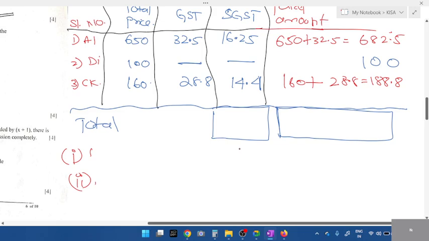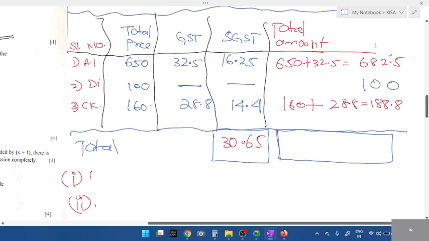30.6. Okay, 4 plus 5, you get 5 here. 4 plus 2 is 6. 16 plus 14 is 30. Okay. If they ask CGST, same, students. Instead of SGST, draw another column, a CGST column. Add all this: 188, 100, 682. Copy the table like this. Do it, complete it.